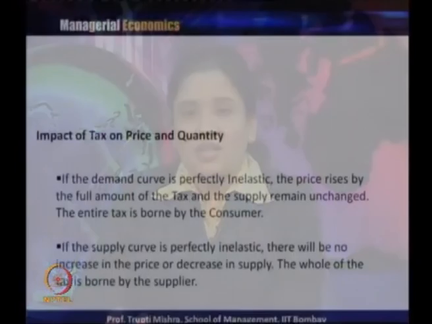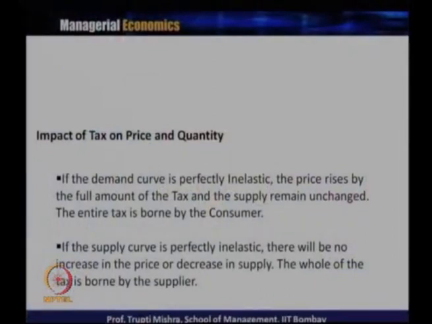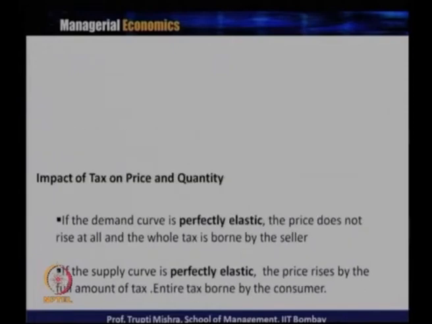Okay. So, if you summarize the previous analysis of imposition of a unit tax: if the demand curve is perfectly inelastic, price increases by the full amount of the tax and supply remains unchanged, and the entire tax is borne by the consumer. If the supply curve is perfectly inelastic, there will be no increase in the price or decrease in the supply, and the whole of the tax is borne by the supplier. If the demand curve is perfectly elastic, the price does not rise at all and the whole tax is borne by the seller.